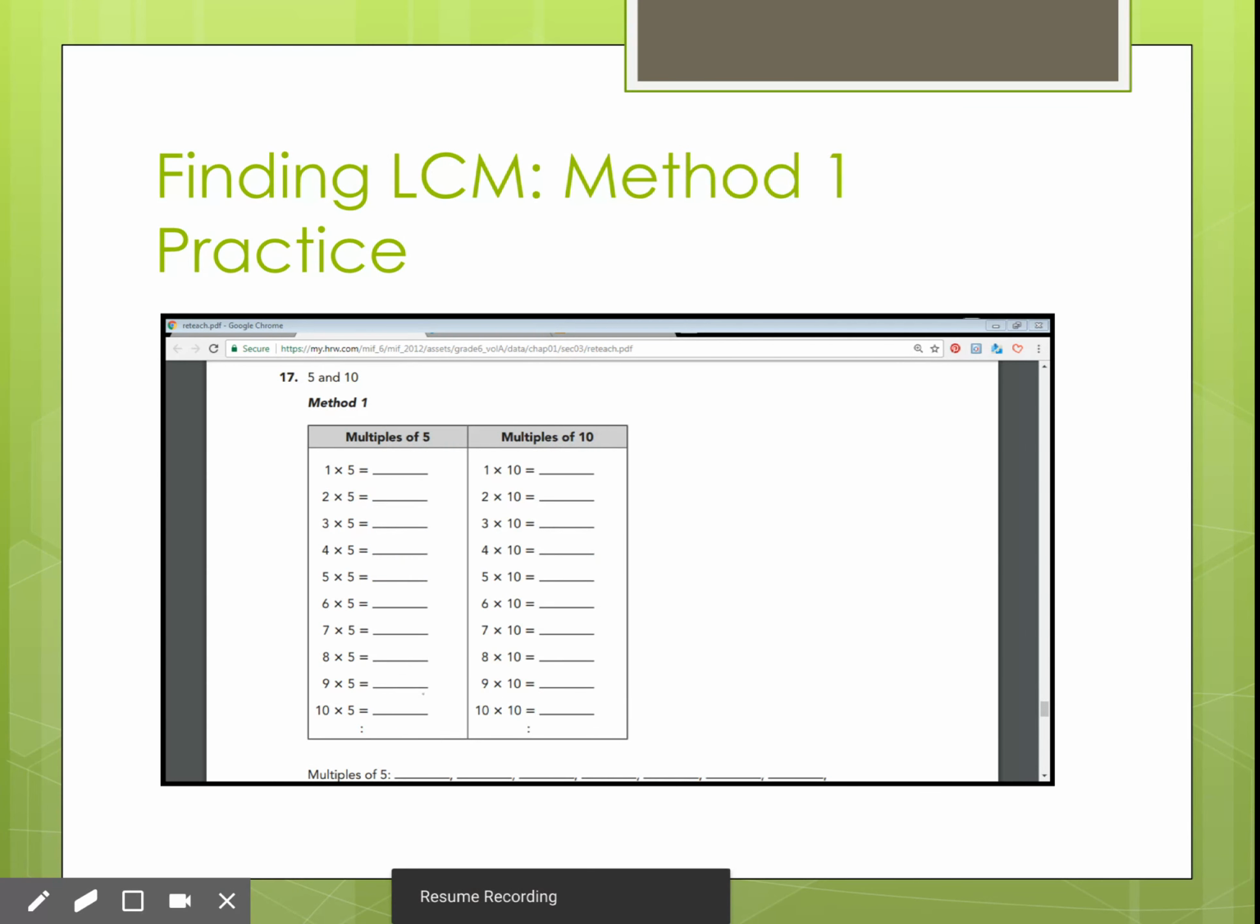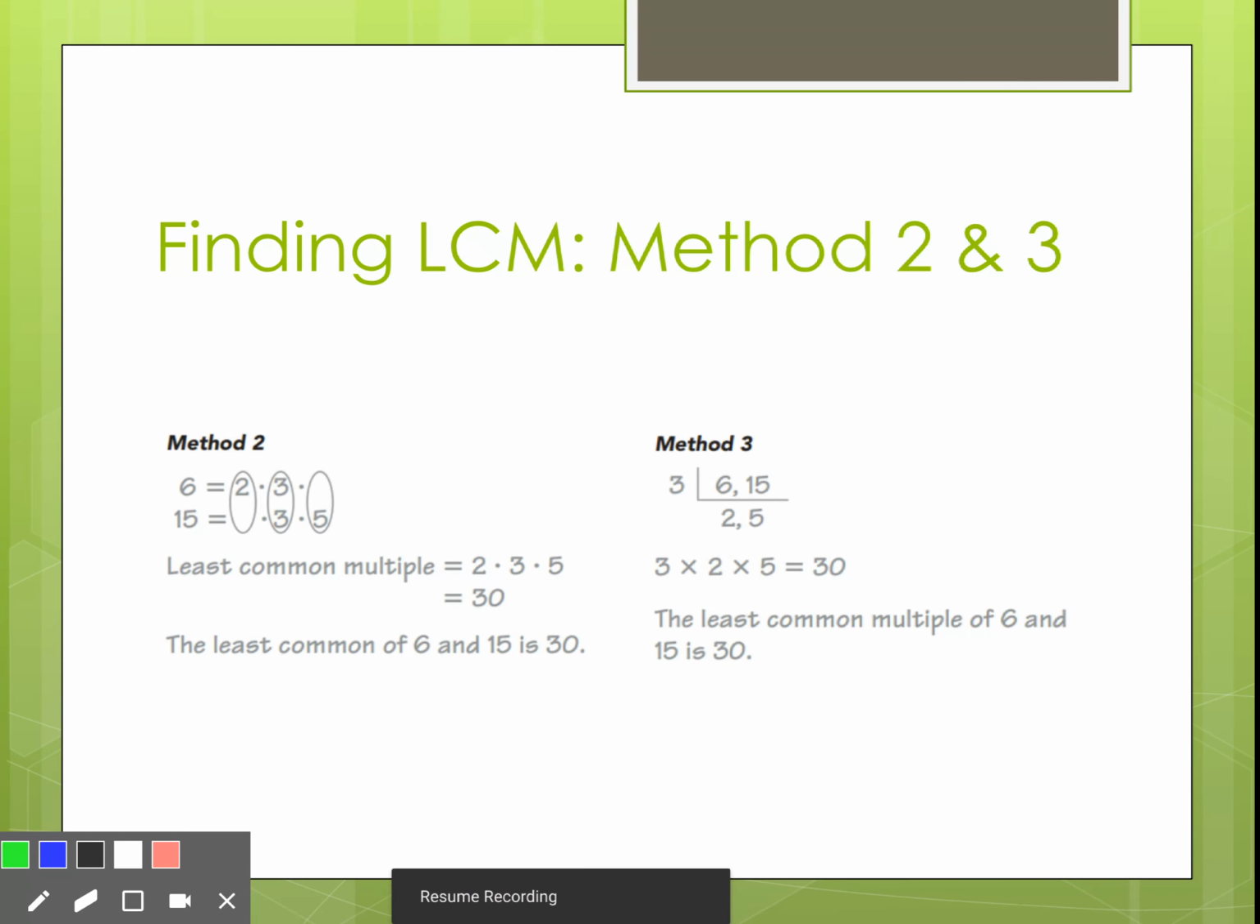Let's try to find the least common multiple of 5 and 10. 1 times 5 is 5. 1 times 10 is 10. 2 times 5 is 10. Look at that. Right away, I already found my match. The least common multiple of 5 and 10 is 10. In your packets, they ask you to list all the multiples. If you can find the least common multiple before filling out the entire chart, you do not have to keep going. There are 2 other methods for finding least common multiple.